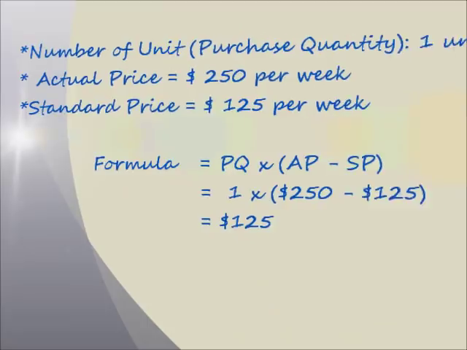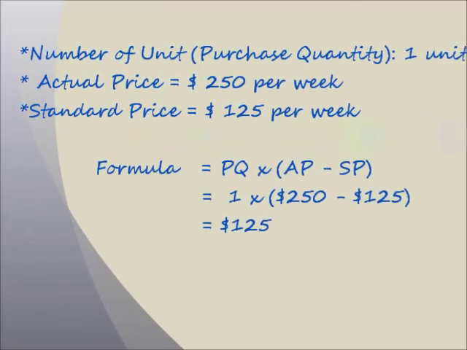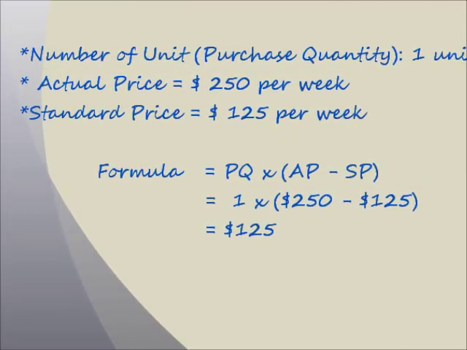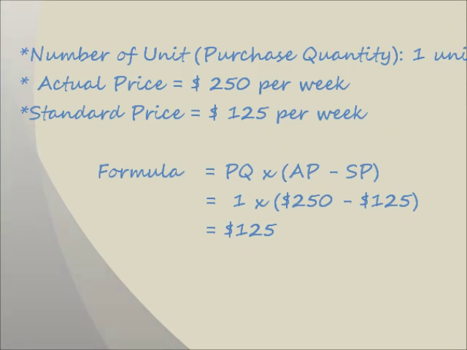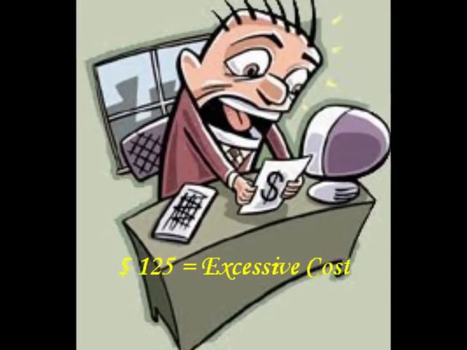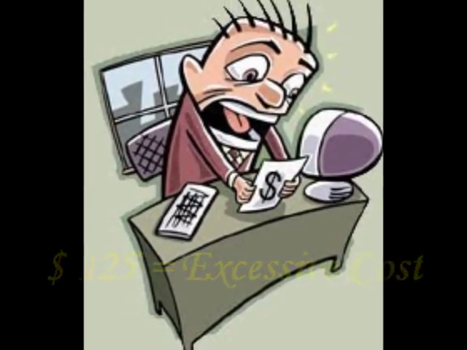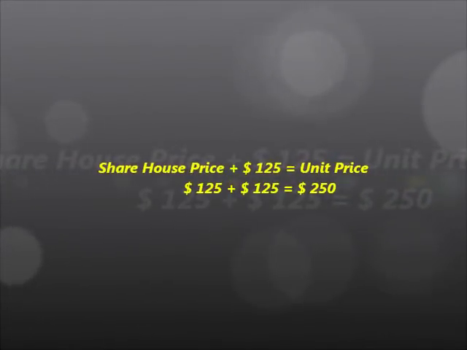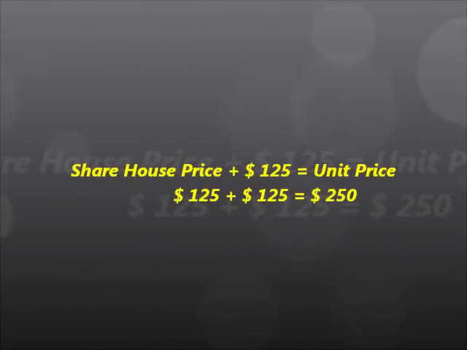Furthermore, if we multiply the purchase quantity, which equals 1, with the actual price less the standard price, we will get the direct material price variance equal to $125. This $125 is considered as an excessive cost. Therefore, every single week I need to add an extra $125 to pay the rent in that unit in comparison with the share house's price, which is only $125 per week.